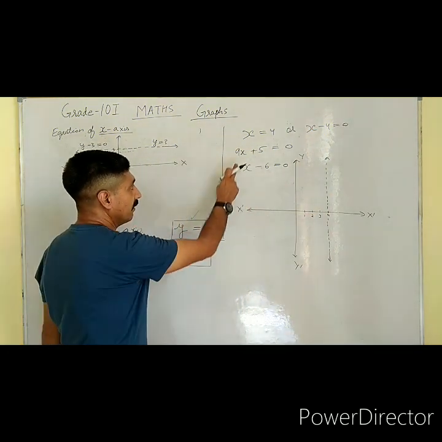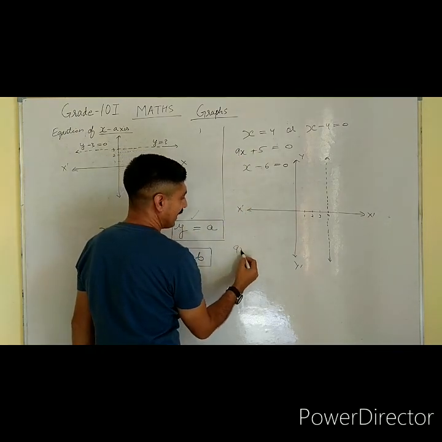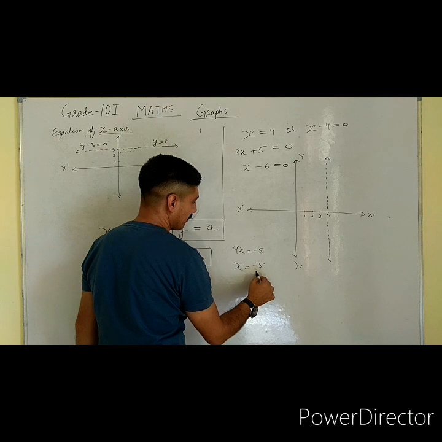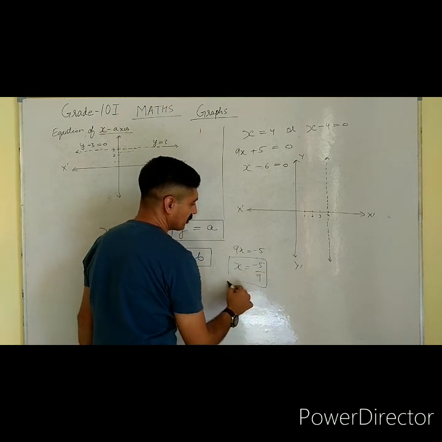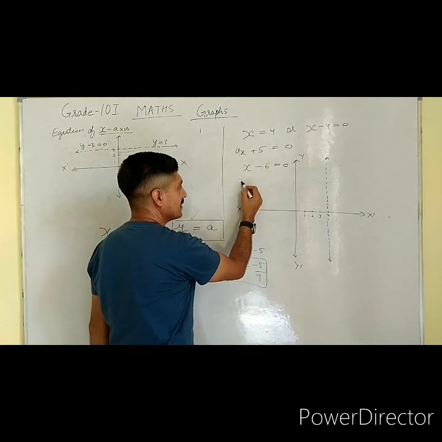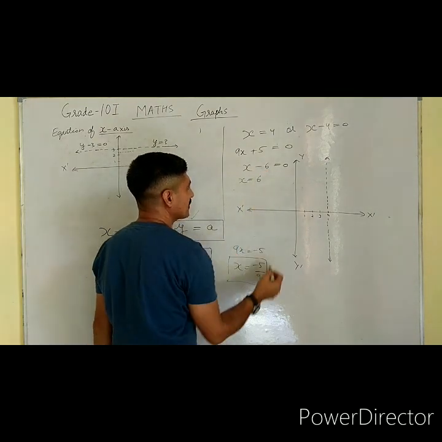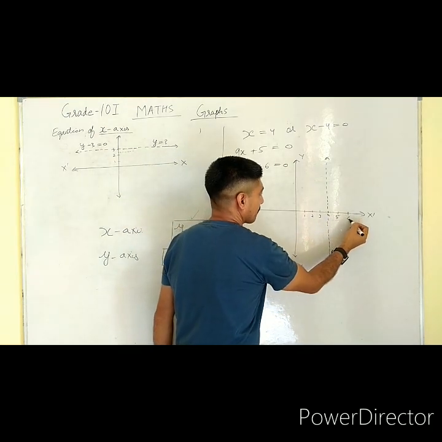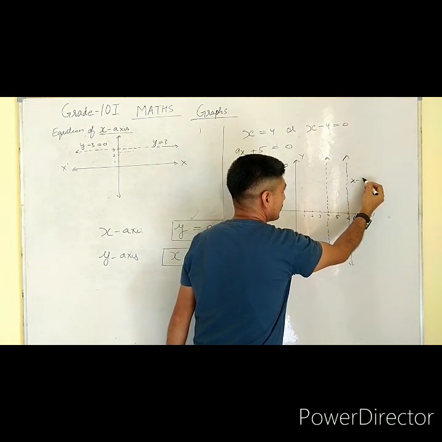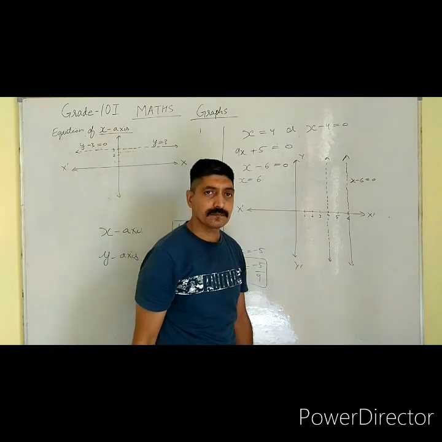Similarly, we have 9x plus 5. So we can write 9x is equal to minus 5 and x is equal to minus 5 upon 9. Although it is a very small fraction, it's not that easy to write here. But yes, x is equal to 6. Here this is x is equal to plus 6. So this line is x minus 6 is equal to 0. This is the equation of a line which is parallel to the y-axis.